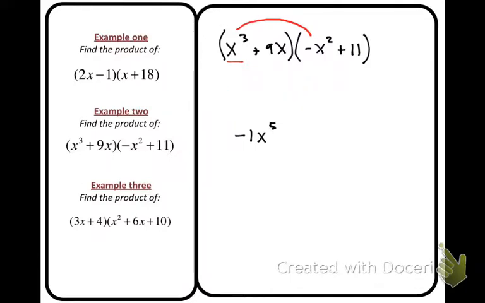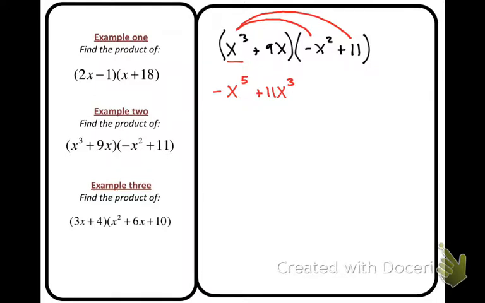I'm going to erase that so we have room, but I will rewrite it. So we have negative x to the 5th. Remember, like bases, add exponents. Now we're going to do x cubed times 11, which would give us a positive 11x cubed. That 11 doesn't offer any variable or exponents to add to that x cubed, so it just turns into 11x cubed.